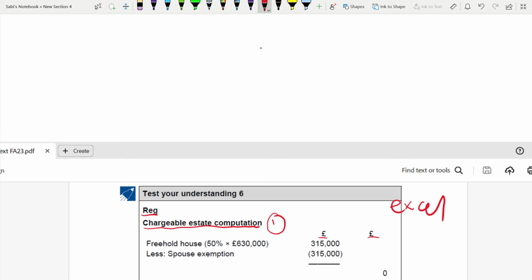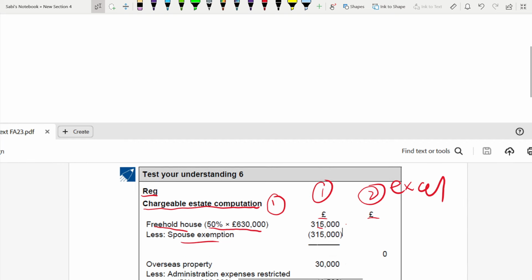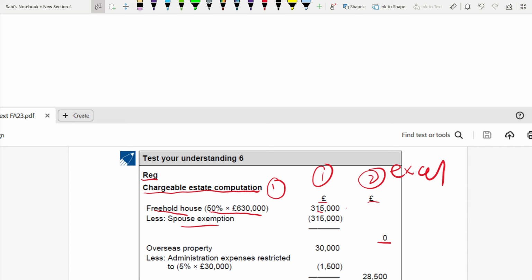You see, the first item is presented first in the estate, freehold house. You have to take the 50% because it's joint property. 50% of 630. Like this you have to show, and then it's 315. Show it inside because wherever you have to make some deduction or addition, show it in the first column, the inside column, and this is the outer column. The main result will be in the outer column. Then because there is a spouse exemption, anything to spouse is exempt, so the whole 315 amount is exempt. So that's why it is 0. The first item is 0, as you can see here.